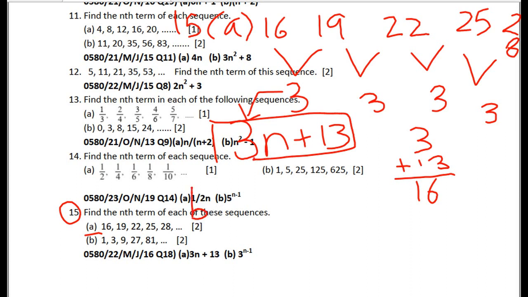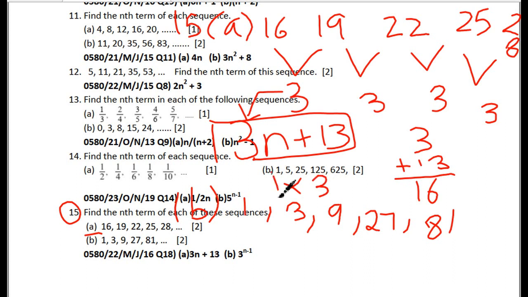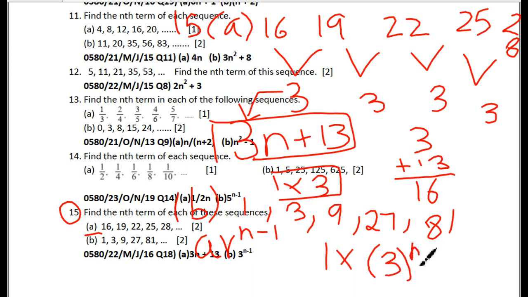Part B. Nth term for 1, 3, 9, 27, 81. So we're multiplying by 3 in each case. 1 times 3 is 3, 3 times 3 is 9, 9 times 3 is 27 and so on. Its nth term is a r to the power n minus 1. This is an exponential series. A is the first term 1, r is the common ratio, which is 3, to the power n minus 1. So this is the answer.